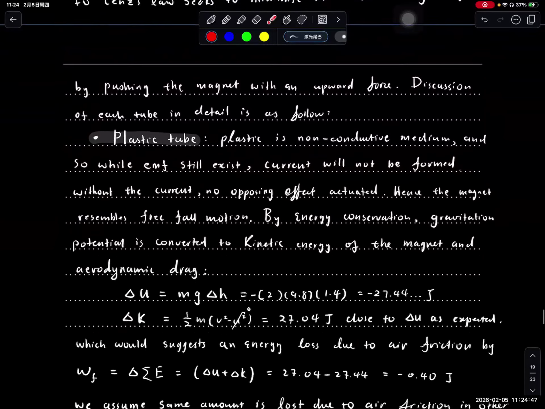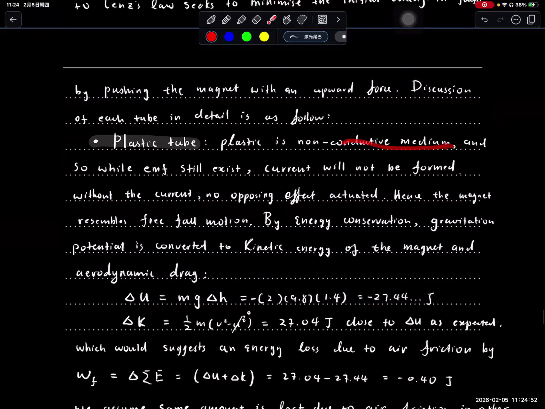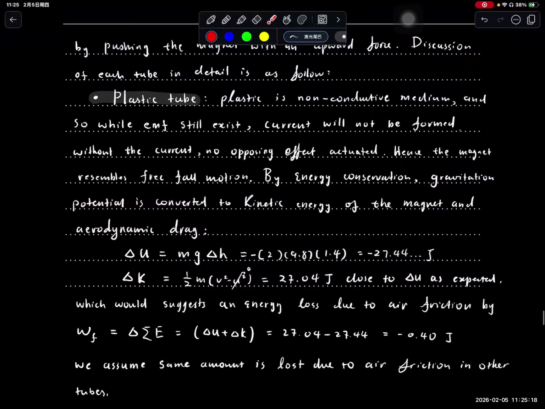Then I use dot points. I talk about the plastic tube first. So plastic is a non-conductive medium. So while the EMF is still being induced, current will not be formed because it has a large resistance and cannot form a current. Therefore, no opposing force effect. Hence the magnet resembles free fall motion, and by energy conservation, gravitational potential energy is converted into kinetic energy of the magnet, and also a bit into aerodynamic drag.